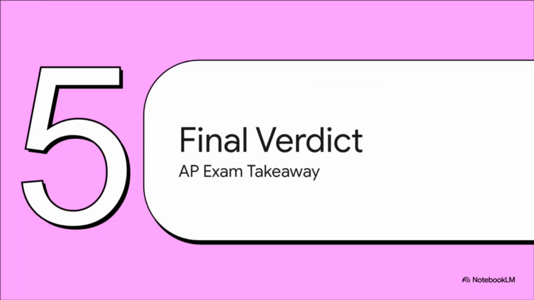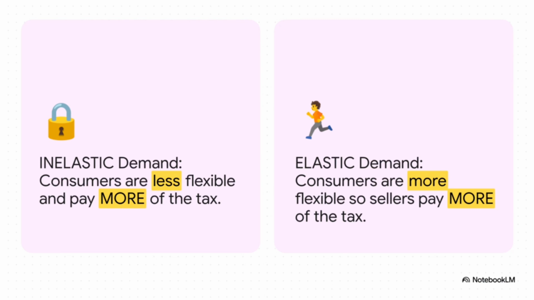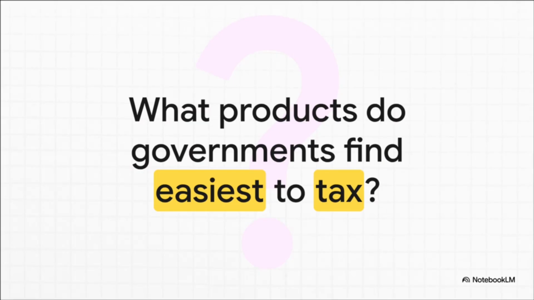All right, let's bring it all together. For your exam, you need a clear, simple takeaway that you can pull up in an instant. So here it is. This is the crucial point, boiled down. Just remember this simple rule. The burden of the tax falls on the side of the market that is less elastic, or you could say less flexible. So when demand is inelastic, the consumers are the ones who are less flexible, so the buyers pay more of the tax. When demand is elastic, consumers are very flexible. That forces the sellers to pay more of the tax. It's all about who has fewer options. And that is tax incidence, decoded.